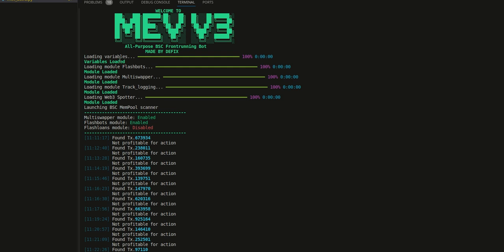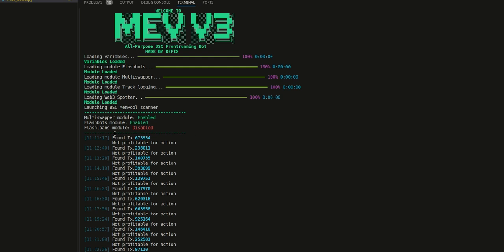The variables are my wallet and all the settings, how much I want to front run with, what's the profit percentage that I want to earn per transaction, etc. Then it loaded Flashbots, Multiswapper. Flashbots is a must for any front running in 2024, as it was in 2023. A multi-swapper, that's for sandwiching triangle arbitrages on 1-inch, for example. And then loading module trade logging, of course, you can see it logs everything. And then it launches the mempool scanner.